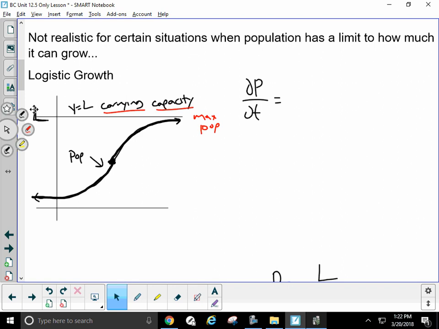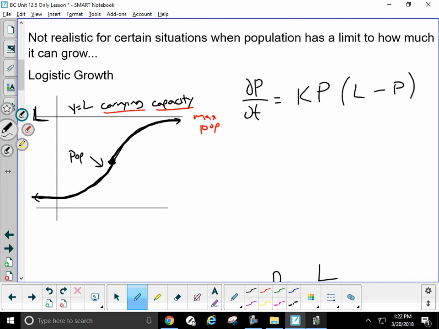Now, the differential equation for this situation is the following. It's very similar because it's relative to its size, but the max comes into play, having this multiplied by L minus P, where L is the constant. L is our max population. K is also a proportionality constant. If P equals L, dP/dt equals 0. You cannot grow if your population gets to your max population.